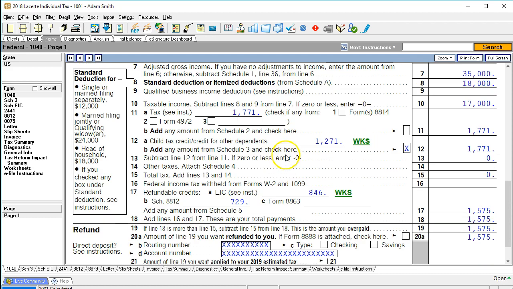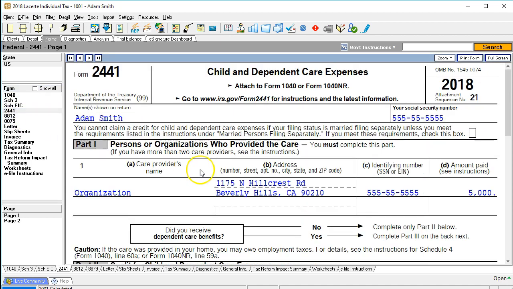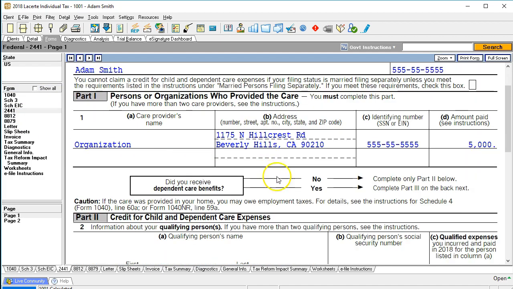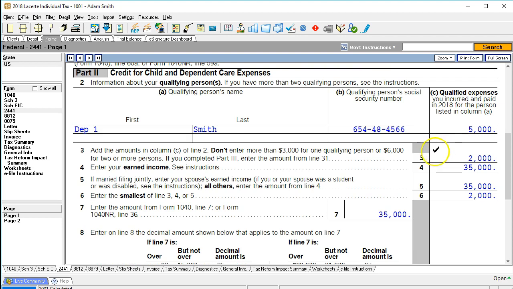And then we have the credit. We're not concentrating on the child tax credit. We're looking into the credit which is going to be the child and dependent care expenses credit, which is going to be included in line 12. Also seen on Schedule 3. That's this $500. Also seen on the 2441. So on the 2441, we're going to say that the amount paid was $5,000. And now we have this $2,000 here in the limit.